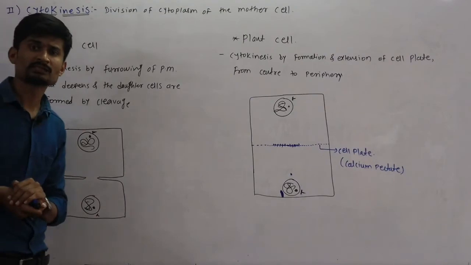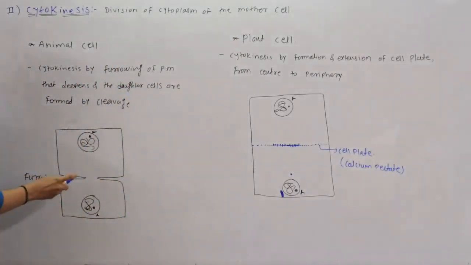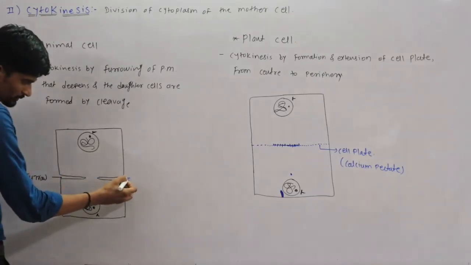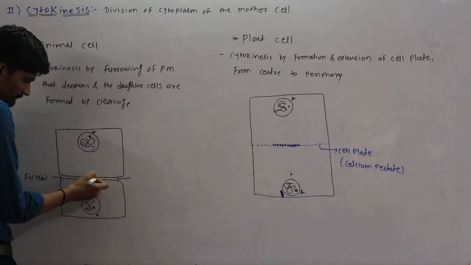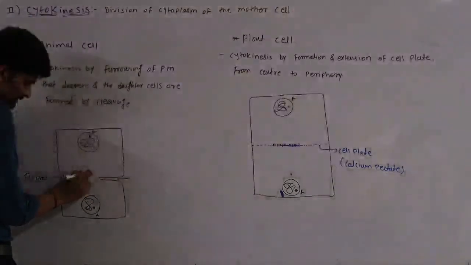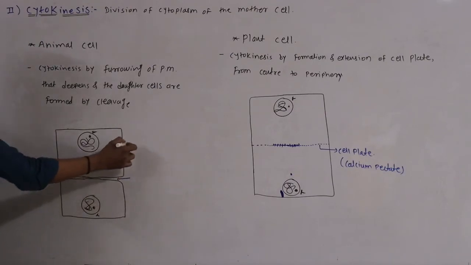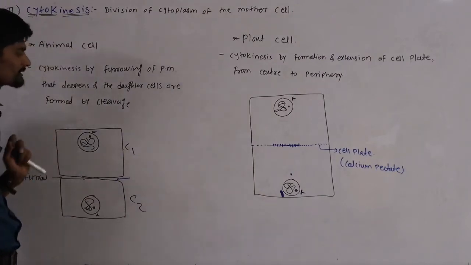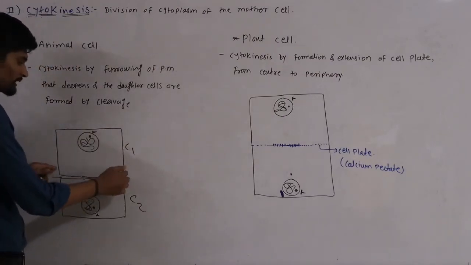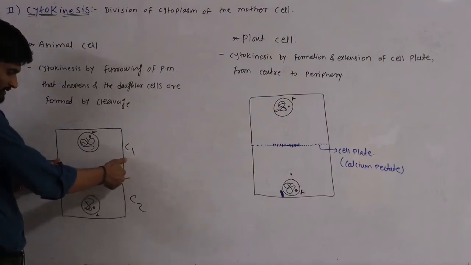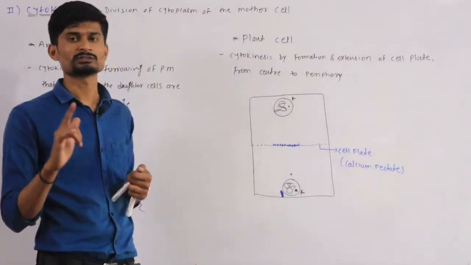and the daughter cells are formed by cleavage. Means there is a formation of the furrow, and that furrow deepens, and due to the deepening there is a cleavage like this. So this is the furrow, and at one stage this furrow goes deeper and deeper, and finally leads to the cleavage of the mother cell, and finally to the formation of two different cells, cell 1 and cell 2. So this is the method of cytokinesis in the animal cell, by furrowing of the plasma membrane. This is the plasma membrane, and it furrows from the periphery towards the center, and finally breaks and forms two daughter cells, and here the mitosis is completed.